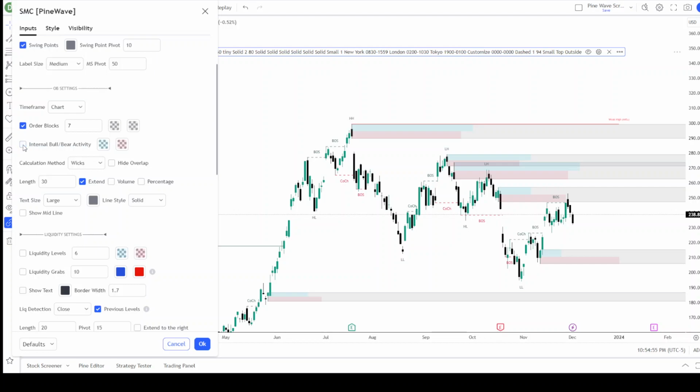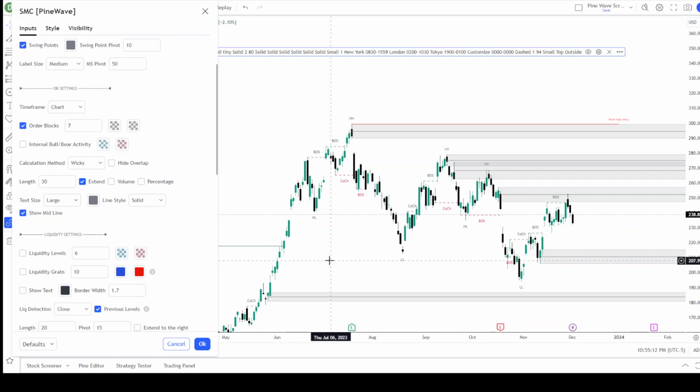I also probably wouldn't run the internal bull bear activity. That's just not information that's useful to me, but could be useful to somebody else. What I do care about is the midline. Midline is called consequent encroachment. Consequent encroachment is something that is taught in Smart Money Concepts, taught by ICT.